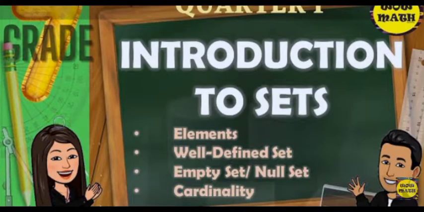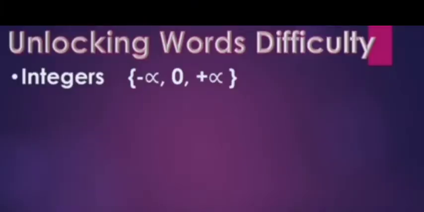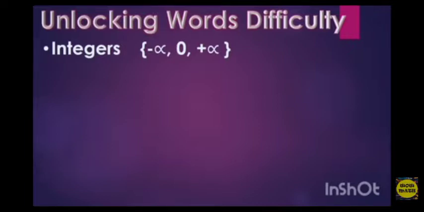Let's have an introduction to sets. But before we proceed, let us unlock this word's difficulty. So first one, we have integers. When we say integers, these are numbers that include negative infinity, 0, and positive infinity. So that is negative 1, negative 2, negative 3, and so on from negative infinity, and 1, 2, 3, and so on in positive infinity.